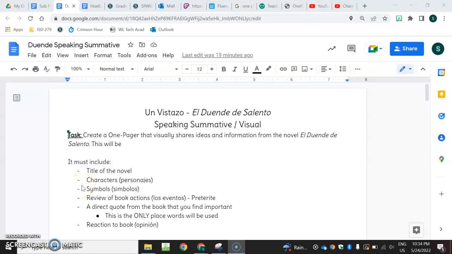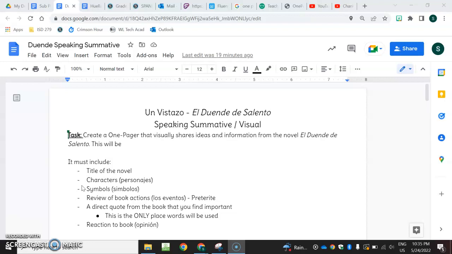Hey there, just wanted to take a couple of quick minutes and run you through your one-pager that you will be using as a visual component to your speaking summative. So you're going to create a one-pager that visually shares ideas and information from the novela El Duende de Salento. And this will be used to have the conversations that will start a week from Friday.